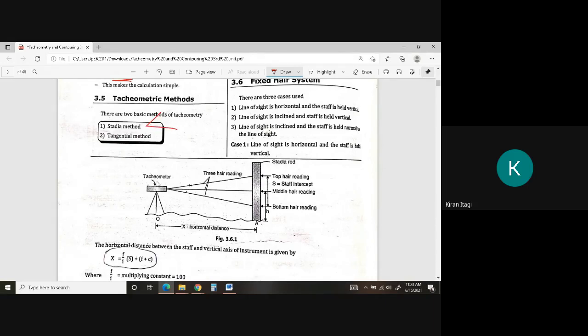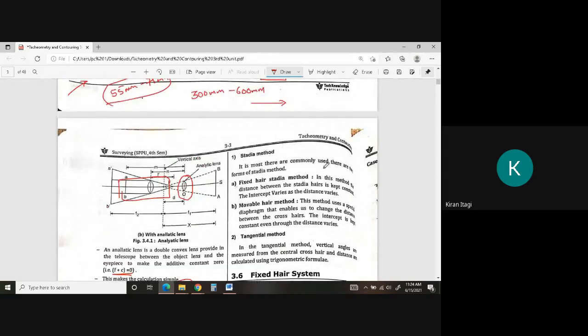Again, the stadia method is divided into the fixed hair stadia method and the movable method, as the name indicates, fixed and movable, and then there is the tangential method. For your syllabus you have only the fixed method. Again, in this fixed method we have different cases, when your staff is held vertical, inclined, etc. We will see that one. So we will focus only on the stadia method, that too the fixed method.